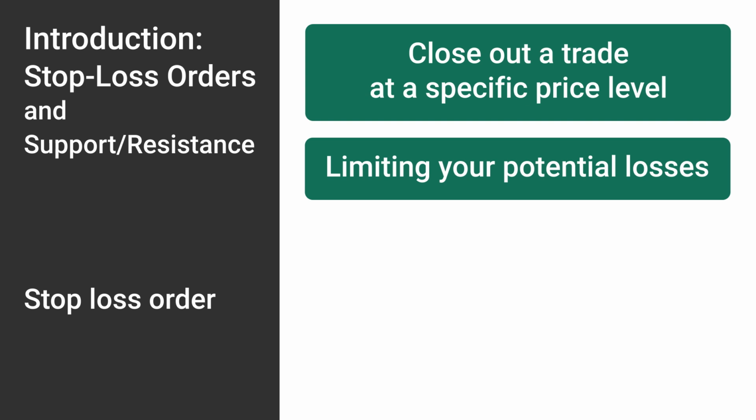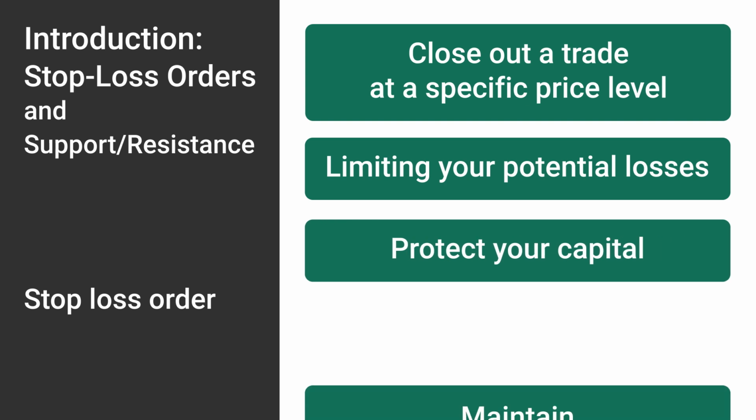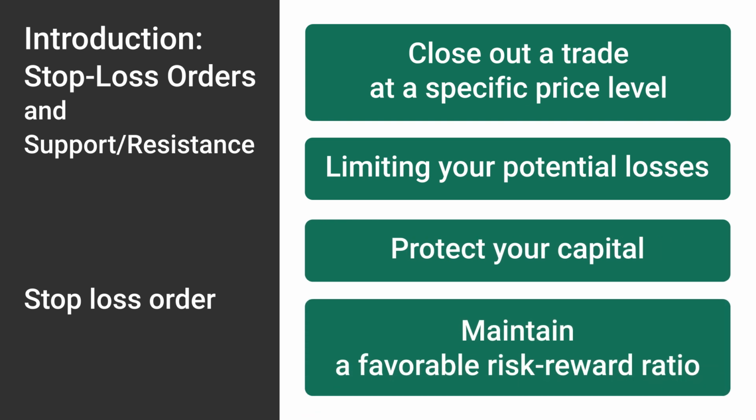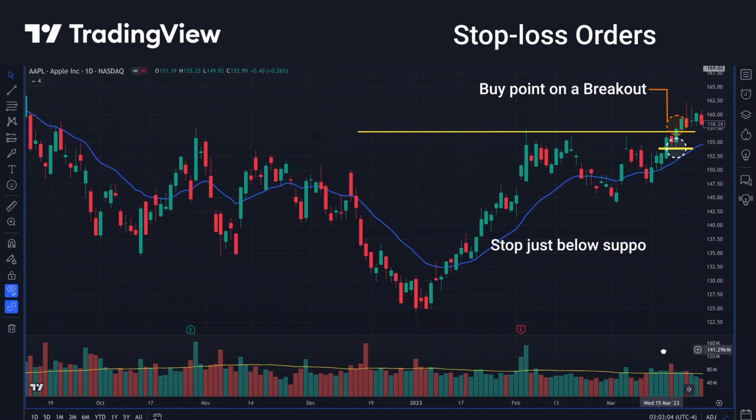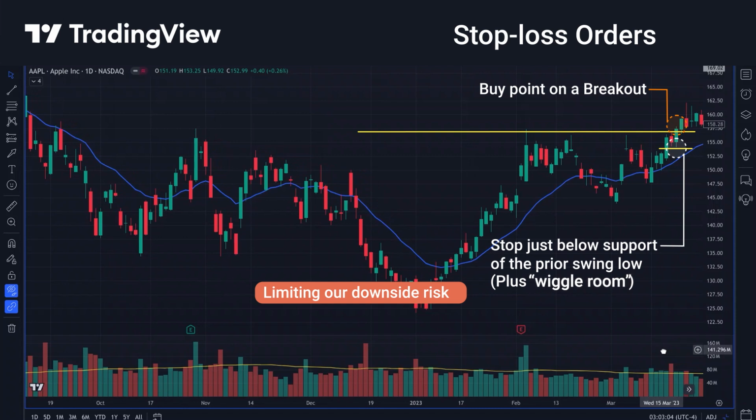By strategically placing these orders in relation to support and resistance levels, you can help protect your capital and maintain a favorable risk-reward ratio. Let's take a look at this example. Here we have a potential buy setup on the daily chart of Apple. Here, our buy point is on a breakout above horizontal price resistance. Since the breakout causes prior resistance to become new support, we manage risk by placing a stop just below support of the prior swing low. This placement allows for some short-term price movement while still limiting our downside risk.